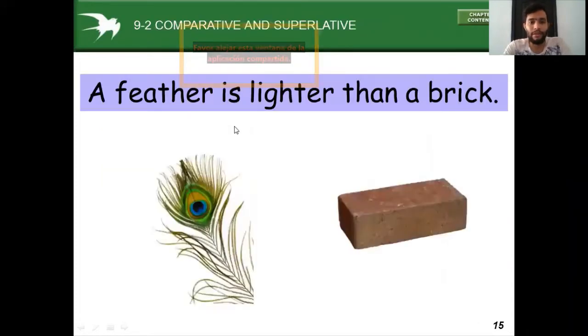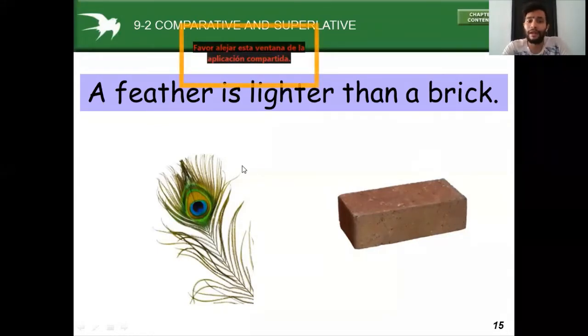Now let's continue. This was a practice. Now let's continue on the explanation. So comparative and superlative. Now both of them at the same time. So take a look at this. A feather is lighter than a brick. Who can translate that into Spanish, please? Una pluma es más ligera que un ladrillo. All right, very good. Una pluma es más ligera que un ladrillo.